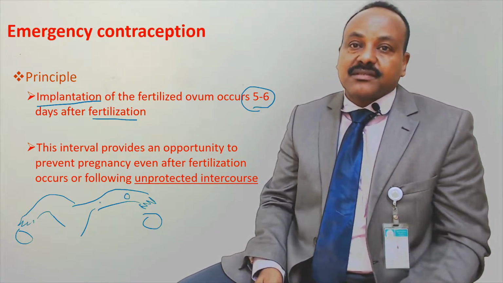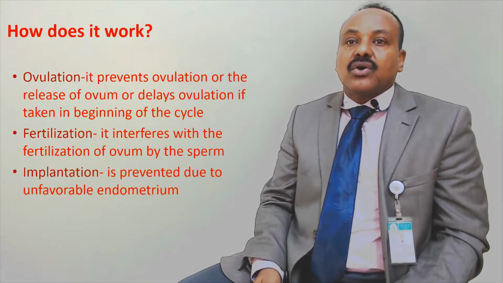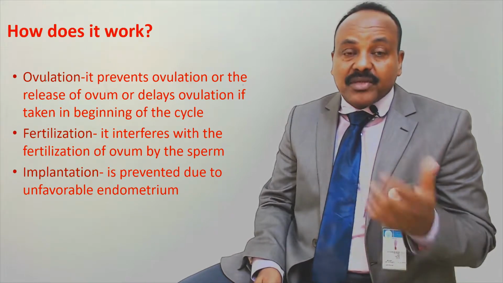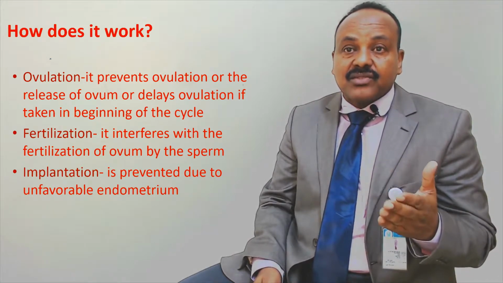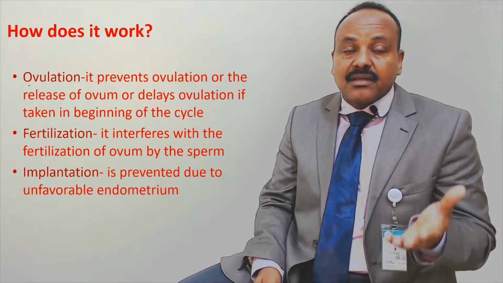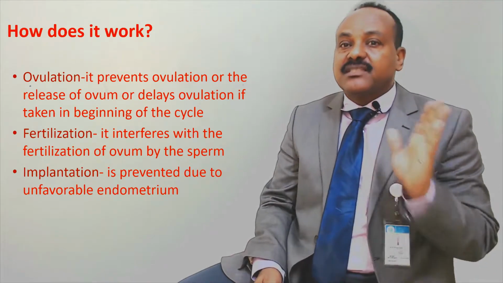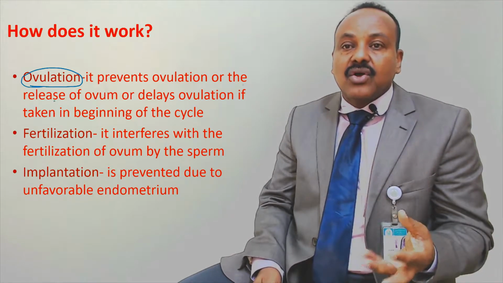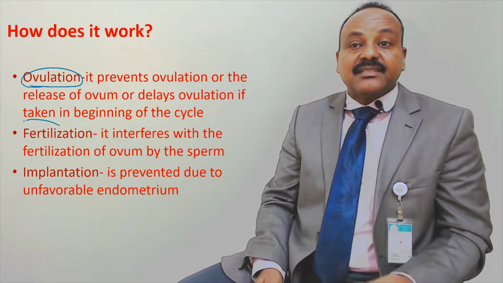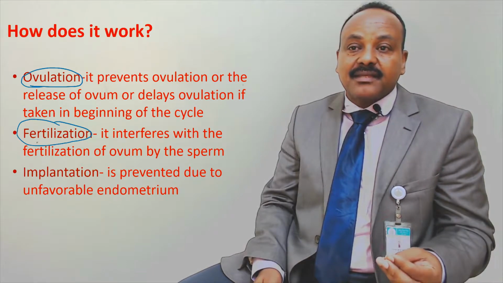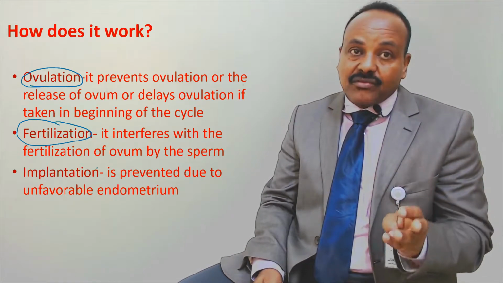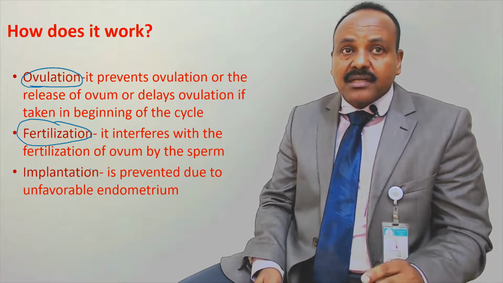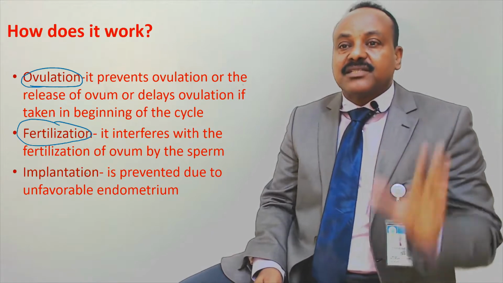How does it work? The tablet or method used for emergency contraception prevents ovulation, either by preventing the release of the ovum or delaying it, or interferes with fertilization of the ovum by the sperm. It can either prevent ovulation, prevent fertilization, or prevent implantation.